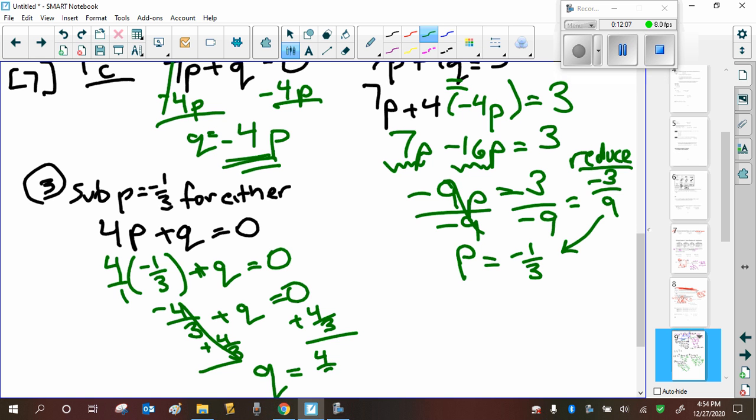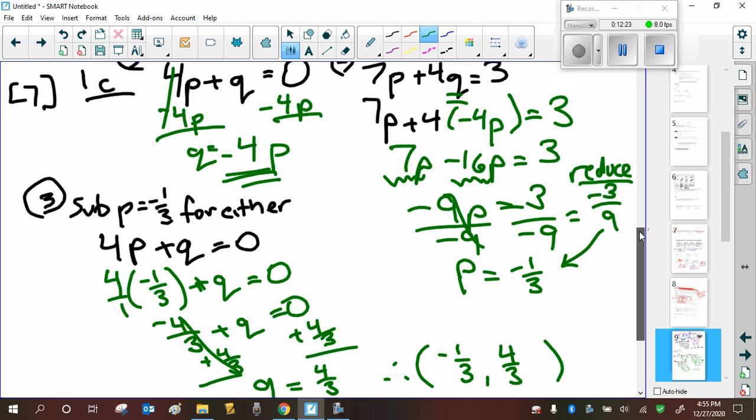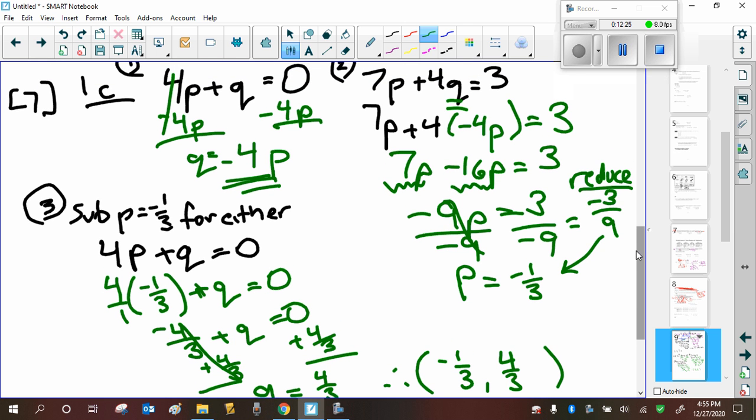Now we have to know which one goes first. Well, just like x is first alphabetically, which one is first alphabetically, p or q? So p first, then q. So negative 1/3, 4/3. Is that the answer? Let's see. When we check it on the number 1 here.